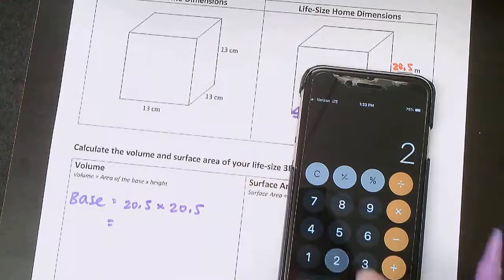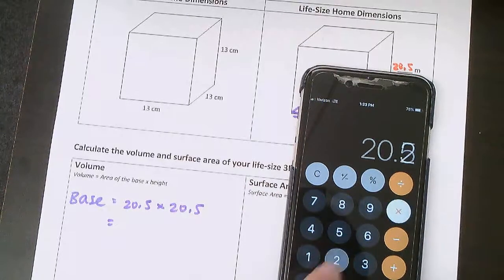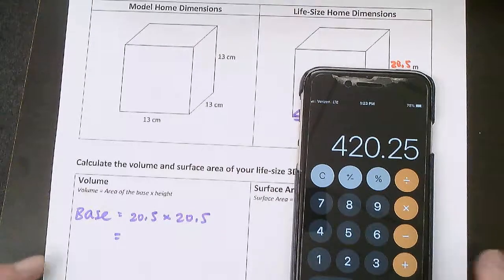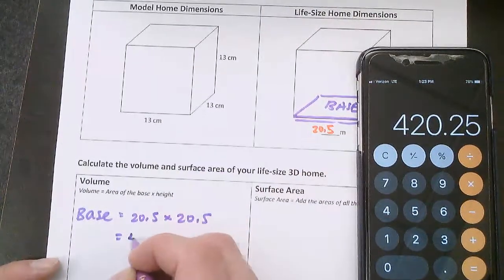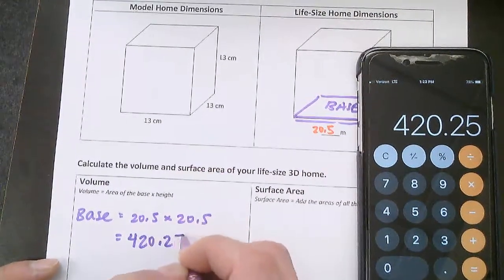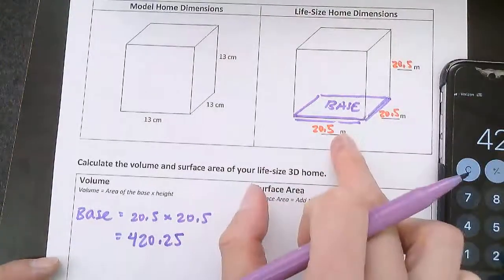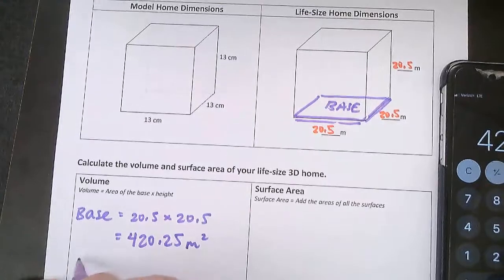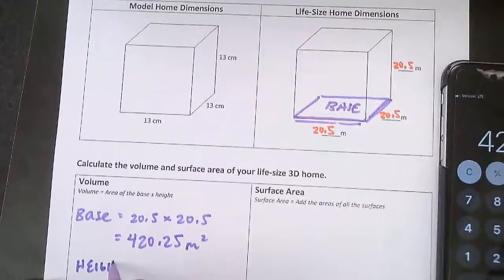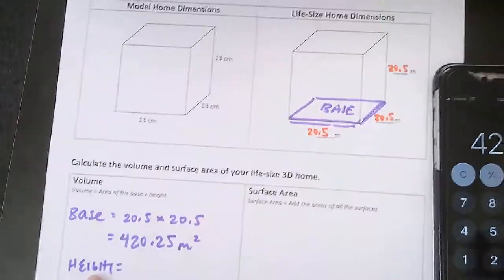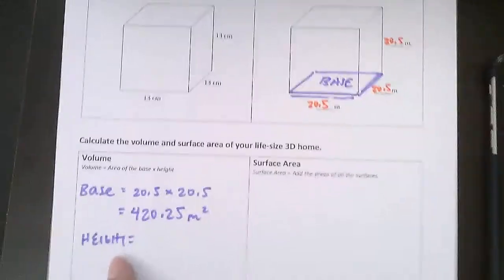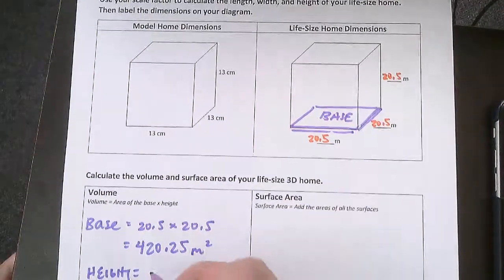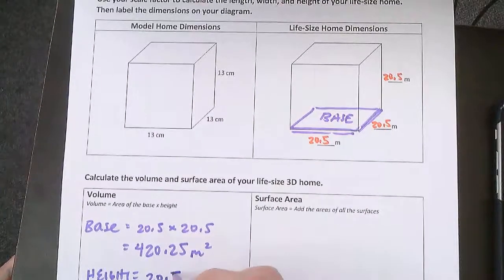So I have 20.5 times 20.5, 420.25. So my base is 420.25, and it's meters, and it's the area, so it's meters squared. My height of my home, of my life-size home, that's right here, 20.5. So my height is also 20.5.